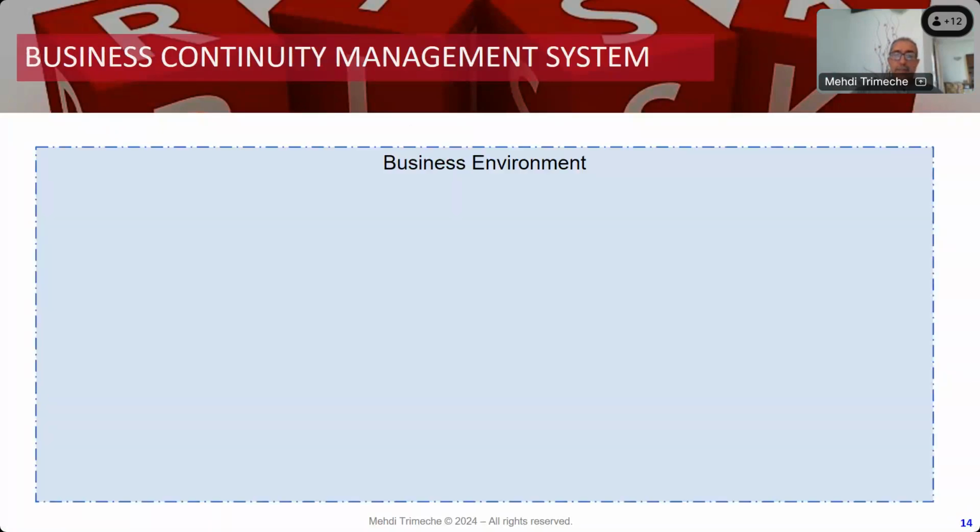Business continuity management system. It is, of course, risk-based. So the business environment, or what we call the context in the ISO standards, shall cover the main issues that might affect the business continuity. So here we talk about the business environment, or what we call the external environment of the company.